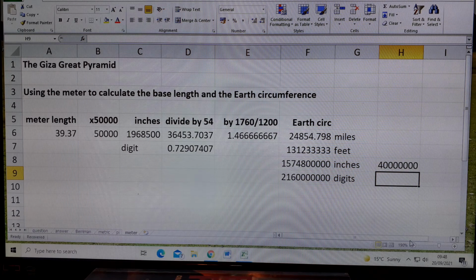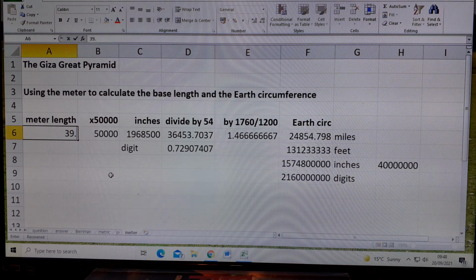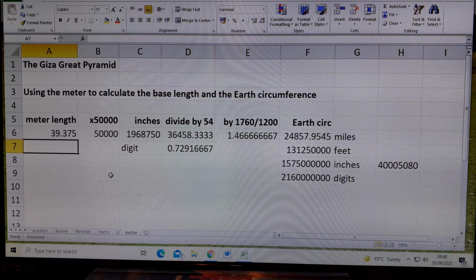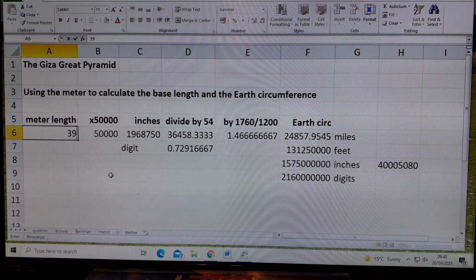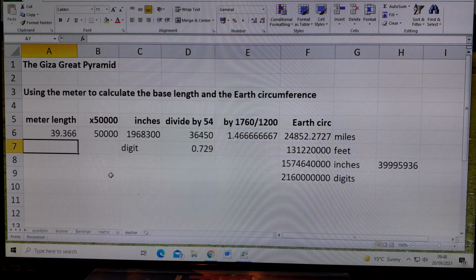Now let's have a look at Berryman's 2 meters, because he gives us 39.75. We're very familiar with those numbers by now, and that digit. He also gives us 39.366, and there's a 0.729 digit. The next presentation is going to be about understanding these digits, in particular this one.